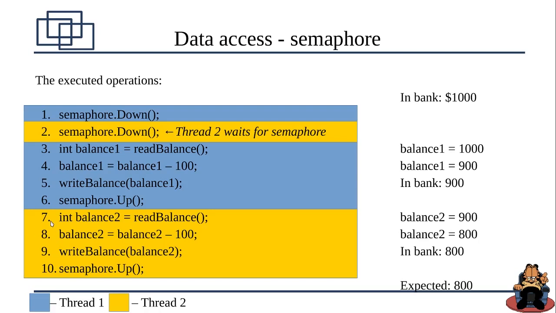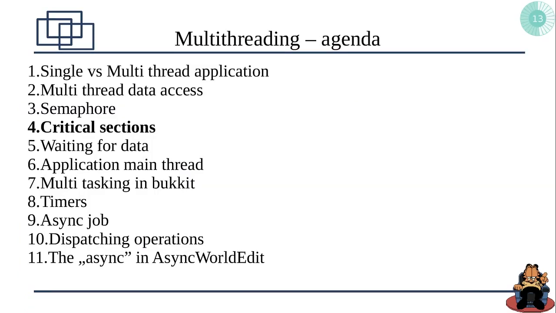Okay, let's get back to our example. Thread 2 reads the data from the bank, subtracts the 100, writes data back to the bank account, and puts the semaphore up again. You need to remember to always put the semaphore up. And in the result, we have 800 in the bank, and we expected 800 in the bank, so our program is fixed. Okay, let's continue.